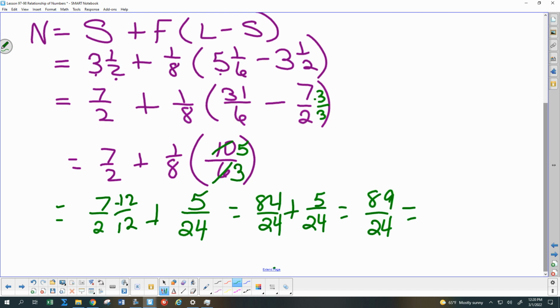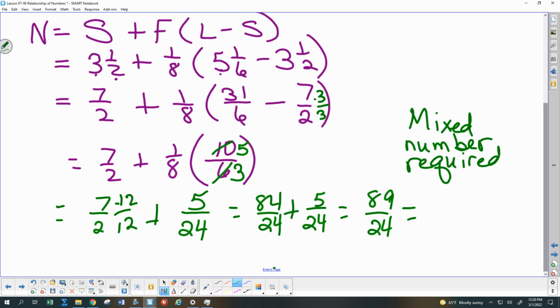Does that really register very well with your brains? That does not with mine. Because I want to figure out, does that make sense? Is it between the numbers that I started with? So on these problems, I am requiring that you change back to a mixed number. So we need to figure out how many times 24 goes into 89, and then how much is left over. Who can help me with that?